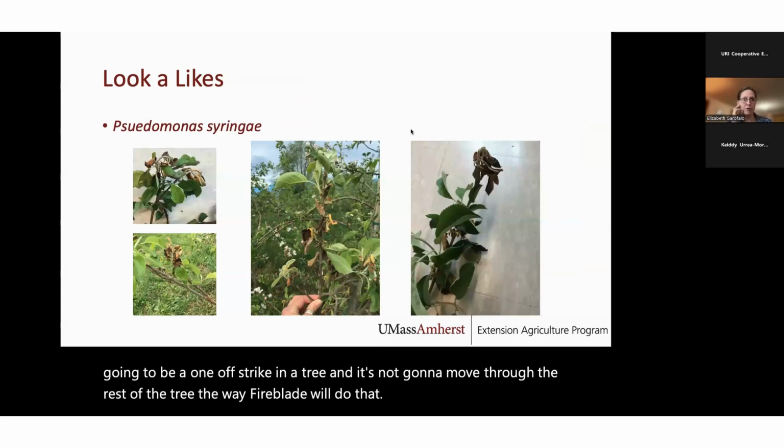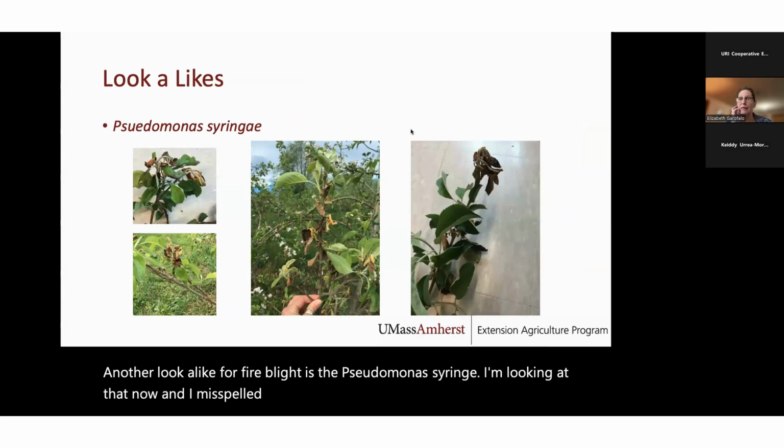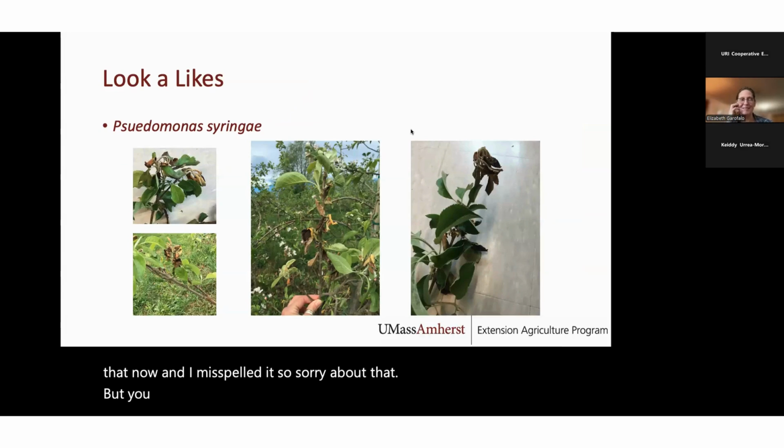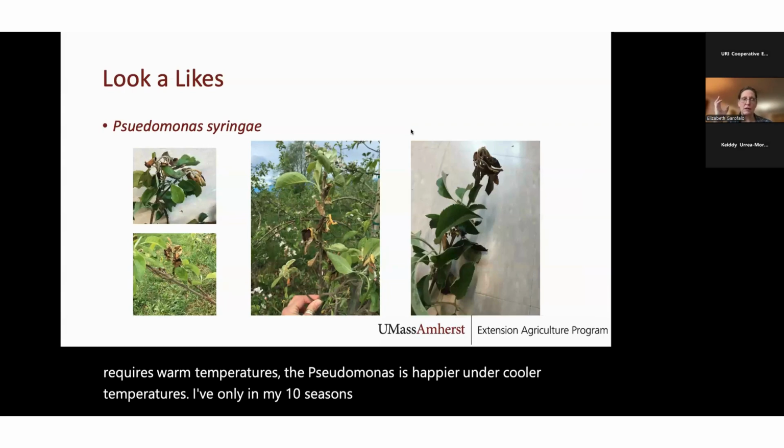Another lookalike for fire blight is Pseudomonas syringae. I'm looking at that now and I misspelled it, so sorry about that, but you get the gist. This is also bacterial. Unlike fire blight, which requires warm temperatures, the Pseudomonas is happier under cooler temperatures. In my 10 seasons with Extension, I've seen this only 1 year, and it was a cool, wet spring.